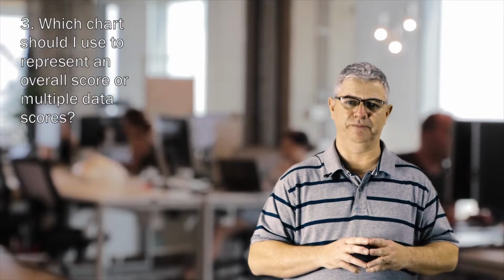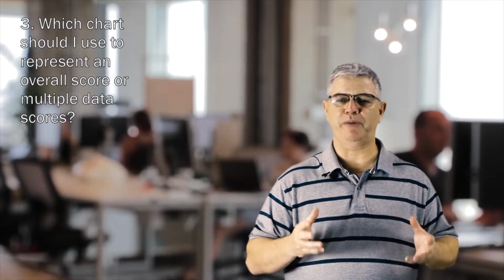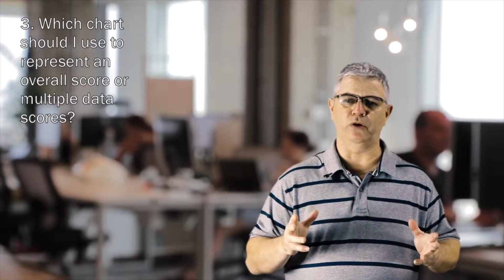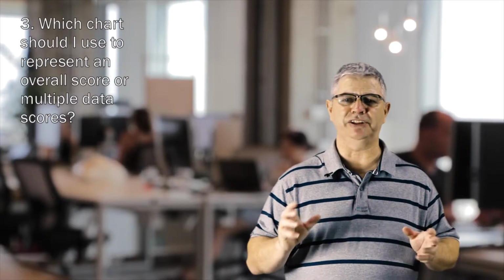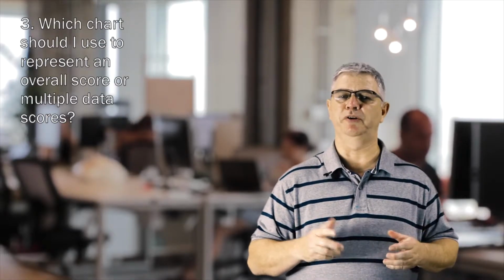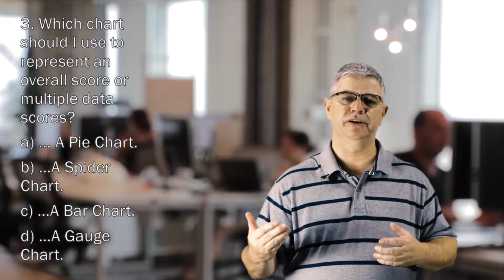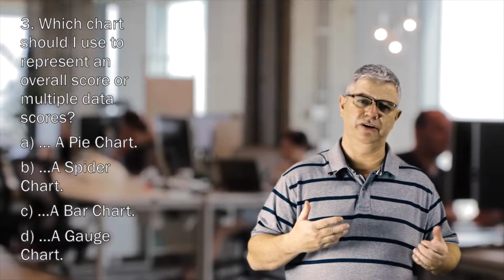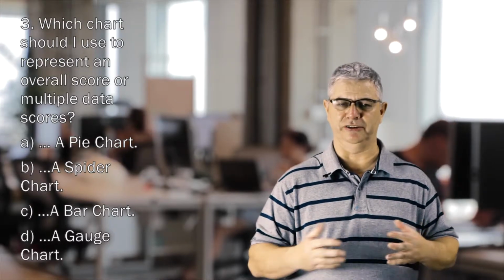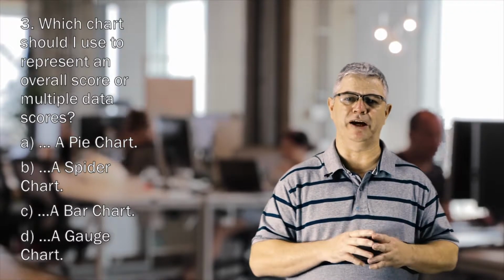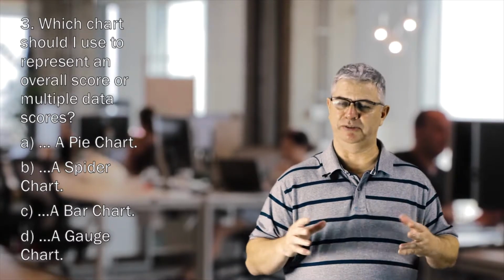Question number 3. Which chart should I use to represent an overall score or multiple data scores? Should we use A, a pie chart, B, a spider chart, C, a bar chart, or D, a gauge chart? Hopefully you worked out the answer is B, a spider chart.